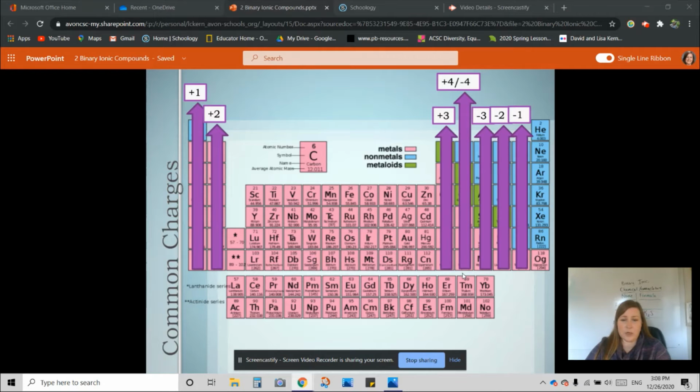Now, this family here, carbon's family, we said it's +4 or -4, and it depends on who it's bonded with. If carbon is bonded with, say, calcium, which is +2, well, a +2 and a +4 would not attract, they would not bond together, so that's not going to happen. So if it's a +2, then you might have a -4. But if carbon is bonded with something negative, then it can be positive.